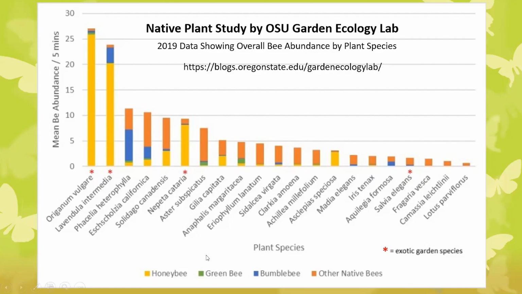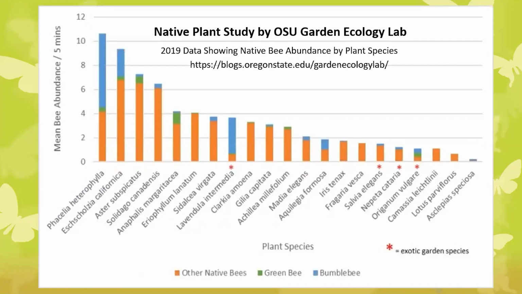And so when we look at the rest of the bees, green bees are in green, bumblebees are in the blue, and the rest of the native bees are in orange, you can see not a good fit. So let's take out the honeybees from the equation and look at the same plants. And what does that show? Well, totally different result. Now the exotics are toward the end of the pack, with the lavender being sort of in the middle. And let's look at the winners.